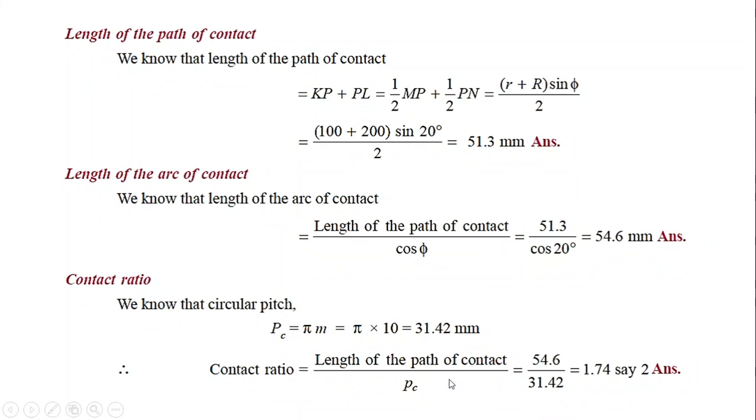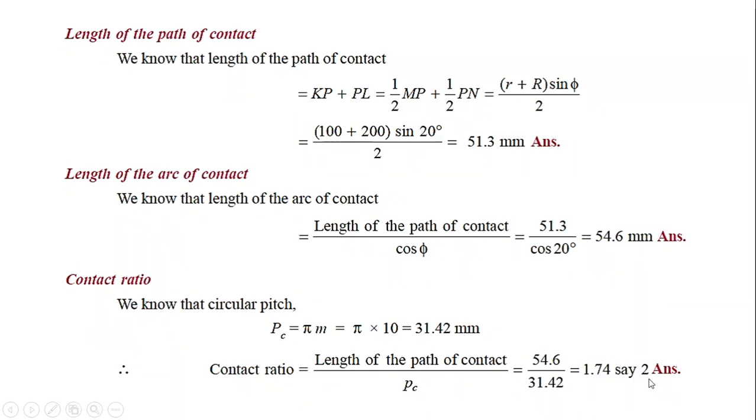Next one is contact ratio. Contact ratio is length of path of contact divided by circular pitch. Here circular pitch is pi into m, where m is the module. We use the module value to find the circular pitch and apply both values into this formula, and we'll get the contact ratio. Contact ratio is equal to 1.74.